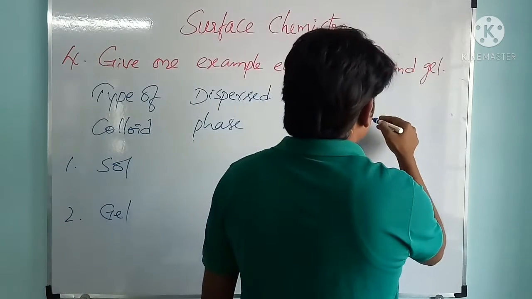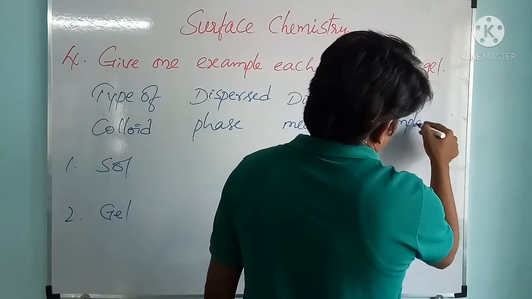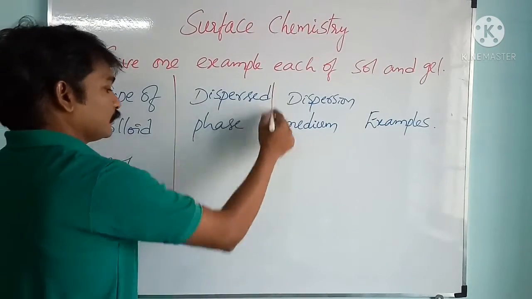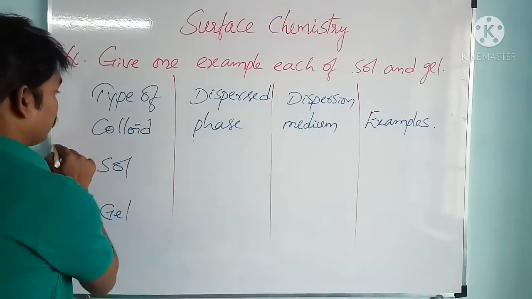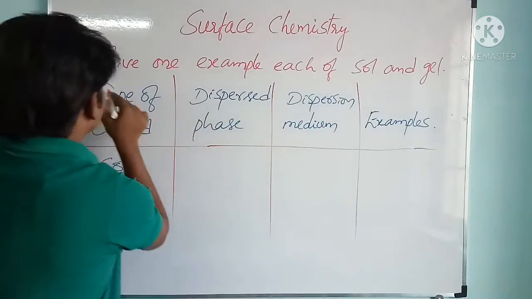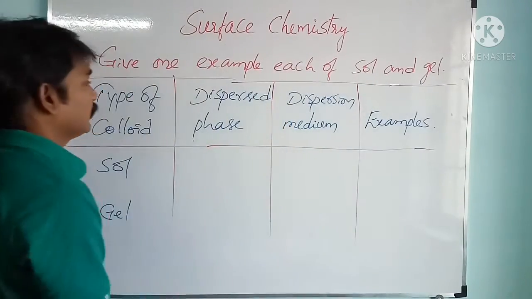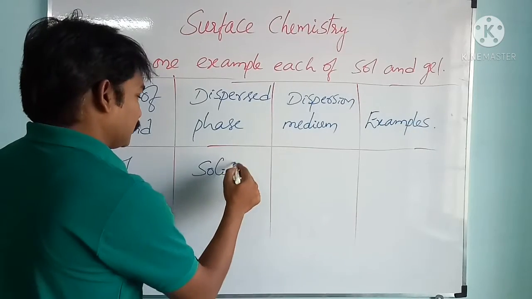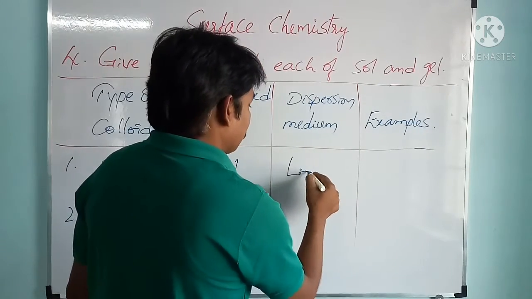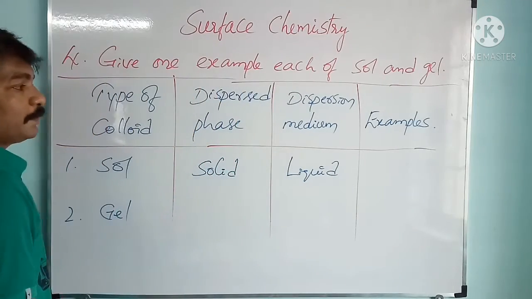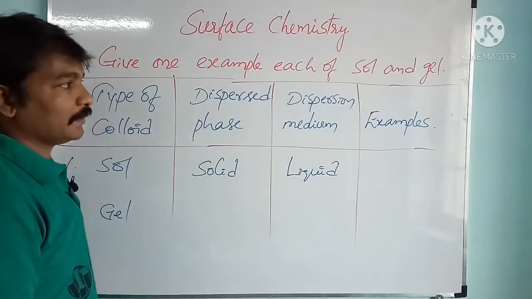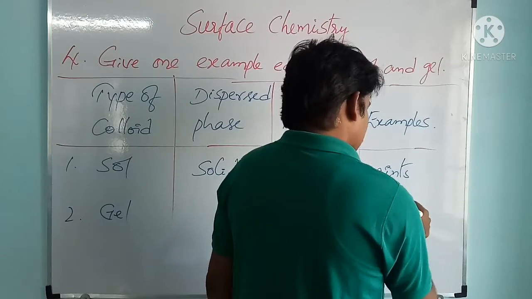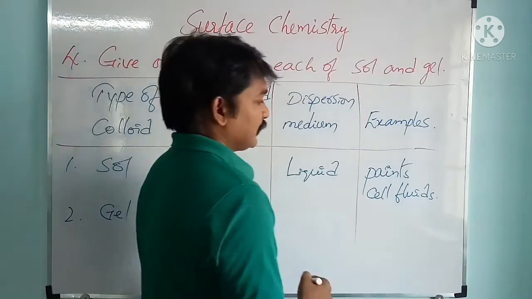And they are asking for examples now. We will write examples here. The dispersed phase in case of sol is a solid and the dispersion medium is liquid, so a solid dispersed in liquid. Examples for these are paints and cell fluids, means fluids of the cell.